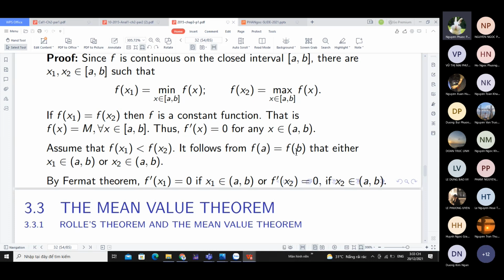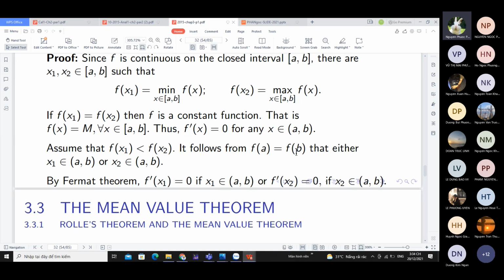Suppose that f(x1) equals A, f(x2) equals A. In this case, you have f(x1) equals f(x2) equals A. Here we assume that f(x1) is less than f(x2). So f(x1) is less than f(x2).